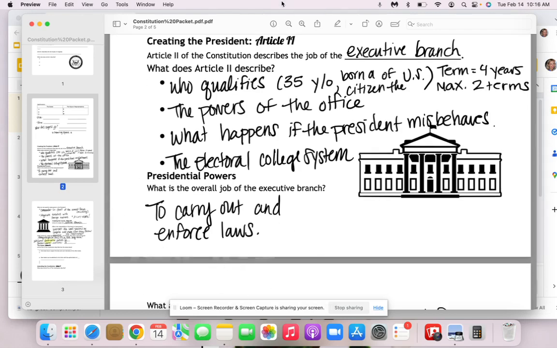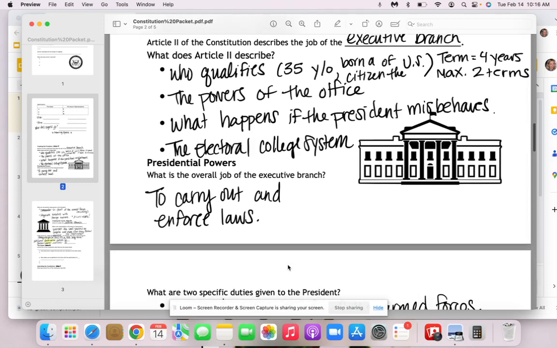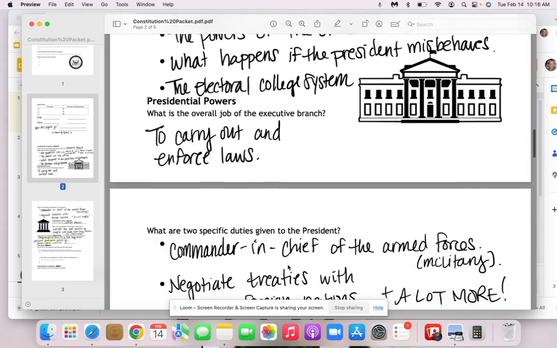What is the overall job of the executive branch? Well, if the legislative branch's job is to pass laws that meet the needs and wants of the people, of citizens of the U.S., the job of the executive branch is to carry out and to enforce those laws. That's a really big simplification, but that's the gist.